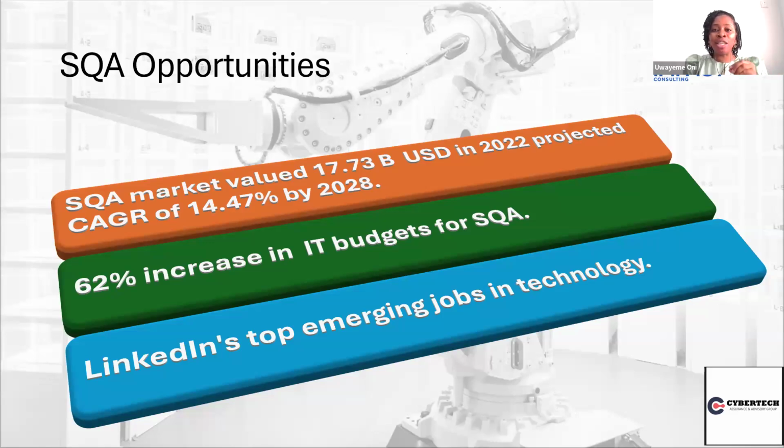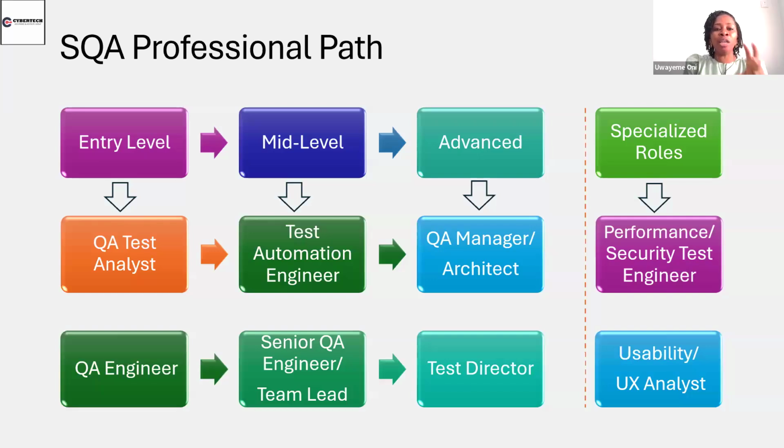And most organizations, even this crowdsourcing, I was looking at their report, are already increasing their budget for testing, they're increasing their processes. So 62% of IT budget now goes into quality assurance. It's so key, there's a demand for it. And LinkedIn has already started putting it as a top emerging job in technology. So the opportunities here are really, really great.